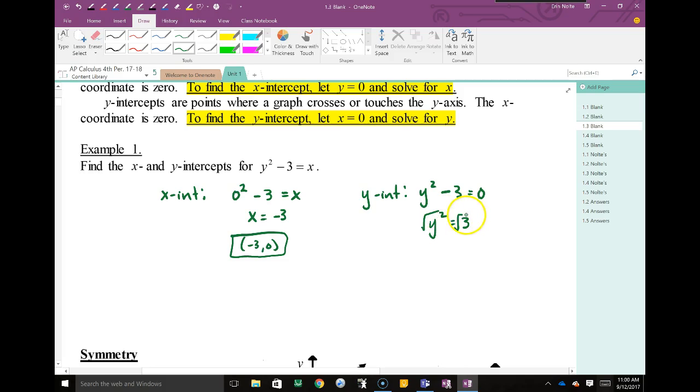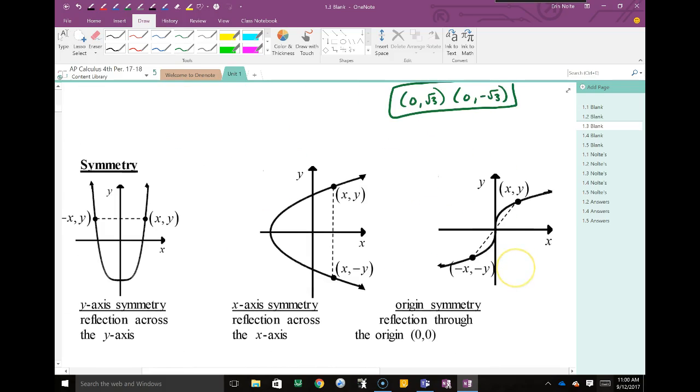Now what? So what does this mean? What's the square root of 3? Good. Plus or minus square root of 3. And I would leave it as that. So we have 2 intercepts, so the ordered pairs would be 0 and a positive square root of 3, and 0 and a negative square root of 3. Piece of cake? I'll take that as a yes.